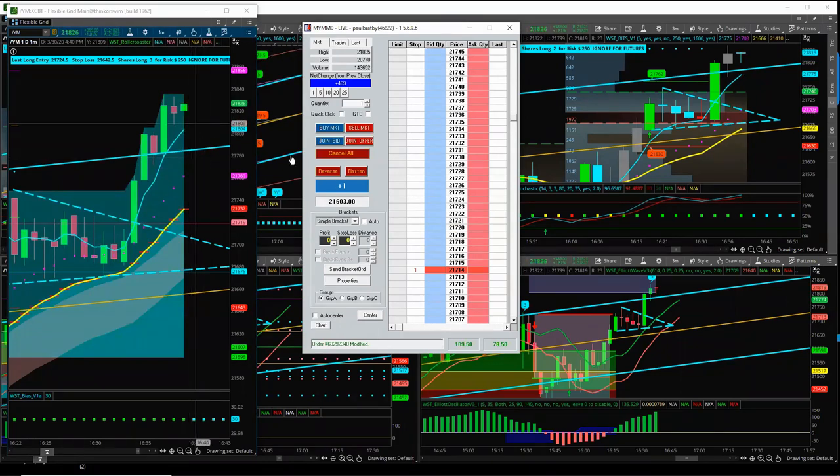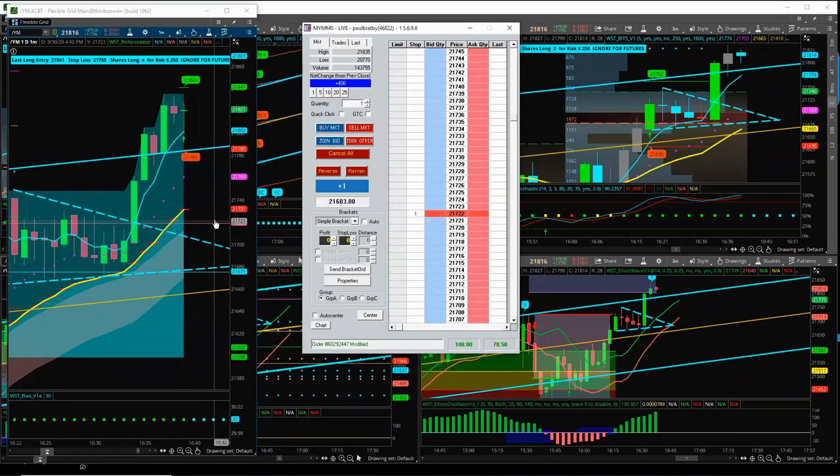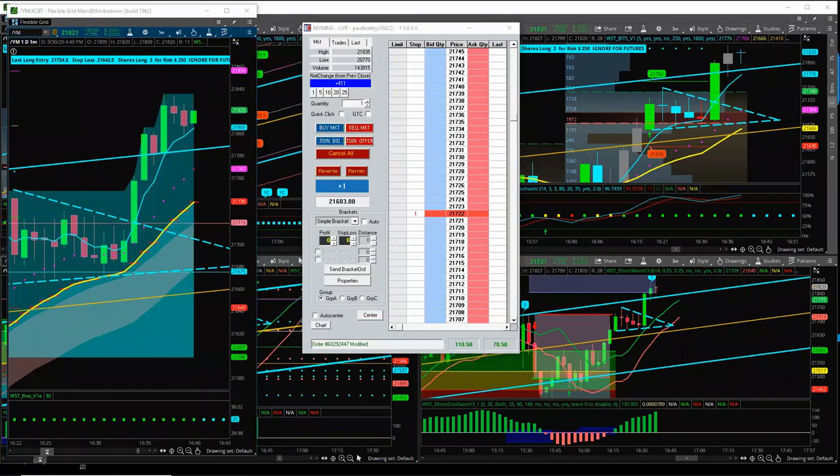Now it rejected. What's ES doing? Still green, still pushing. NQ's pushing really strong right now. 21722 is now the trailing stop. 21722. For those in the 6E trade, you're back in profit by two ticks now. If you want to get out and take that risk off because you're not liking the trade, now's the time to do it.